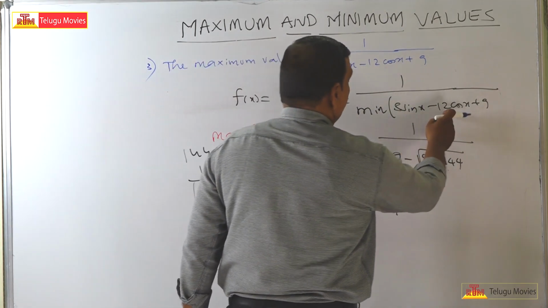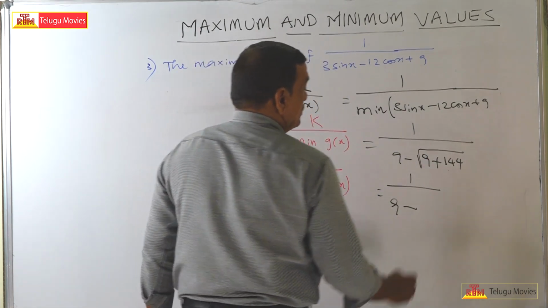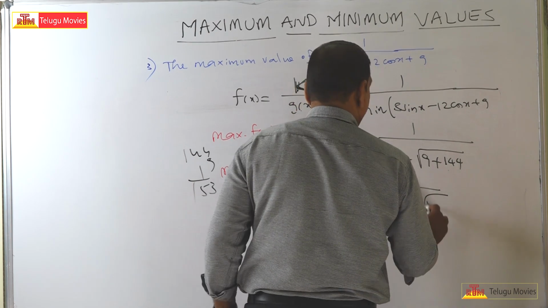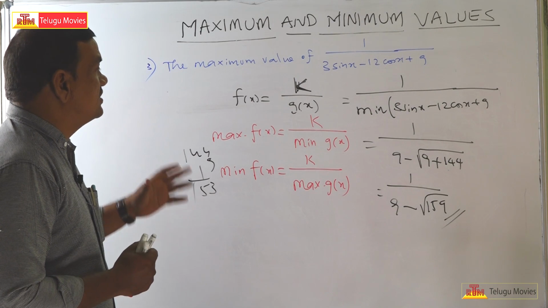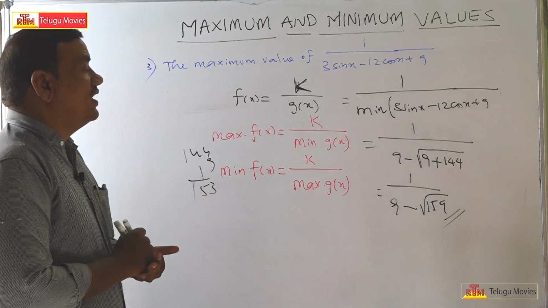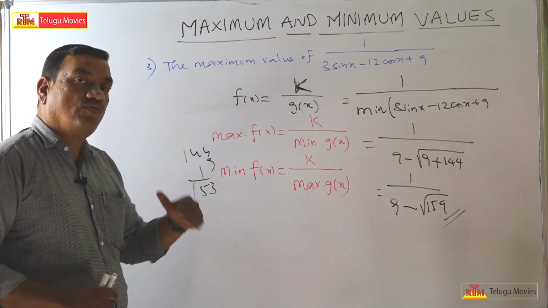3 square is 9, and 12 square is 144. So, c minus root of a square plus b square, that is the root of 153. So, this is your answer. Understand? That is the maximum value of the given function. Okay, I hope that you understand this concept. Okay, let us go for the next problem.